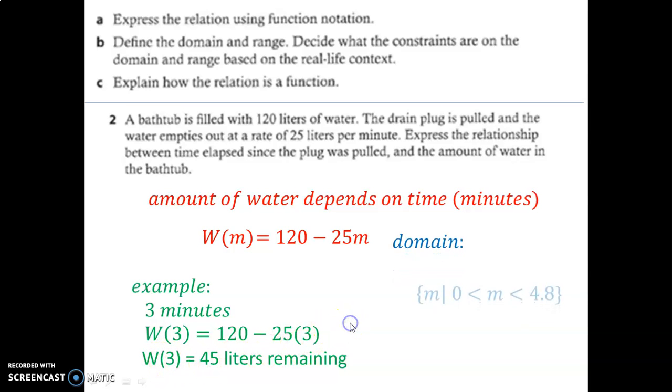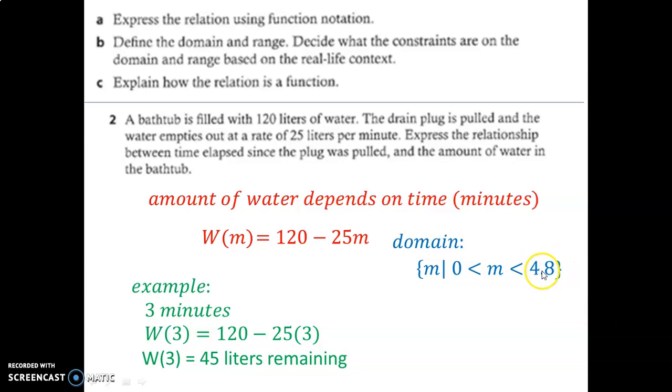Okay, so I thought a reasonable domain for this one was between 0 and 4.8. So why 4.8? Well, first of all, domain represents the input values, right? And in this case, our input is the minutes of time that has passed. So minutes, such that minutes are between 0 and 4.8. I chose 0 because 0 represents when no time has passed, right? So the bathtub can still be full, 120 liters, if no time has passed.